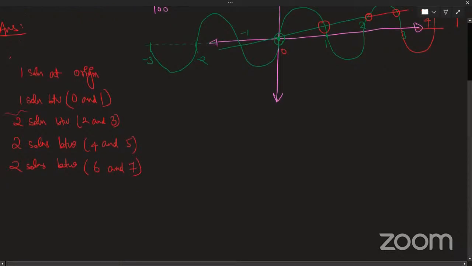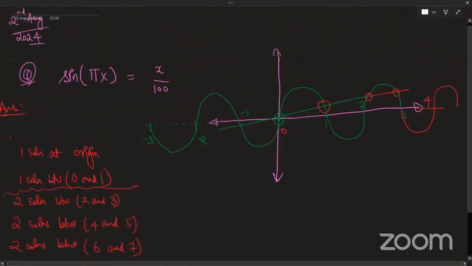So I'll be just calculating this, because these three are special solutions. The one at origin and the one between 0 and 1, because they are occurring just one time, so there is some difference that I need to take. And I need to go till x is equal to 100. If my x is greater than 100, no solution will exist in that range. Because if my x is greater than 100, my y will be greater than 1, and sine of pi x cannot be greater than 1. So I only have to look till x is equal to 100.